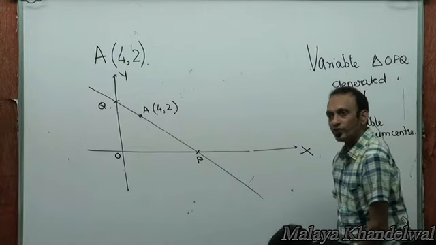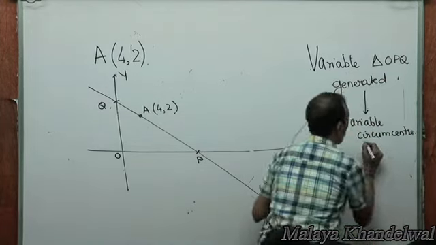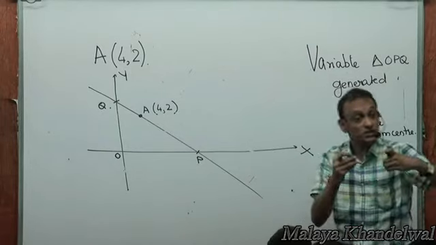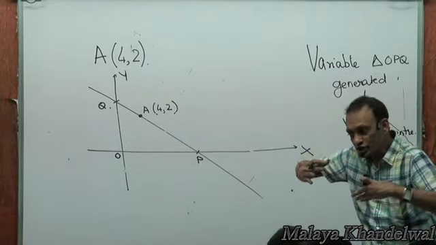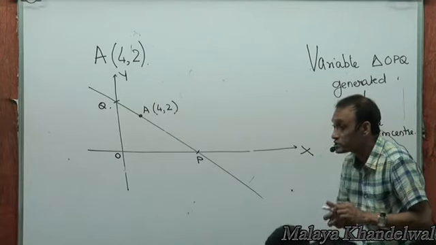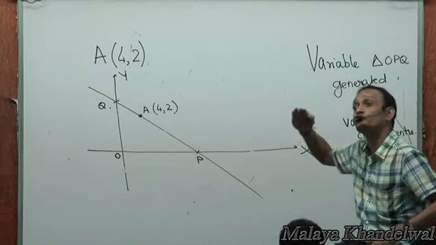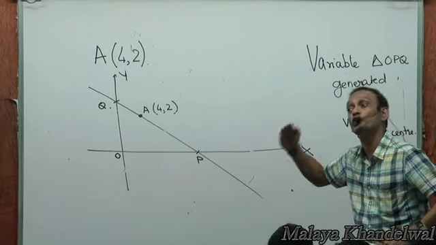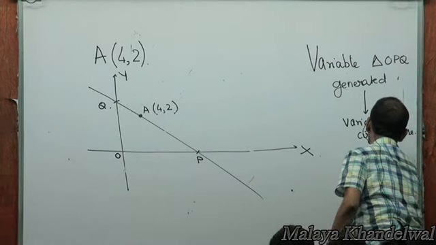I now want to find the locus of the circumcenter. If it's a variable circumcenter, that means the circumcenter would be a moving point. There is then a path associated with the circumcenter, a locus, a trajectory. I want to find the equation of the trajectory, which would be the locus of the circumcenter.